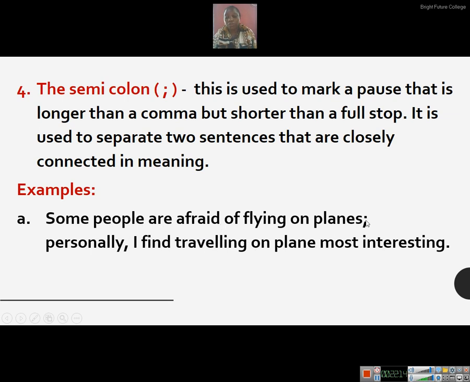So we use the semicolon and then we add the other statement to make it just one sentence. When we use the semicolon, the pause we use there while speaking is longer than a comma, but it is shorter than a full stop because we don't want it to be the end of the sentence. We are introducing another sentence there to make it all one sentence. That's why we have the semicolon here.